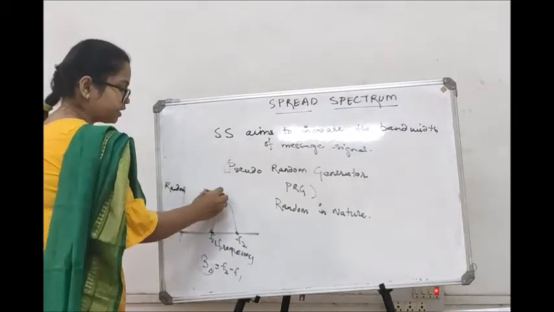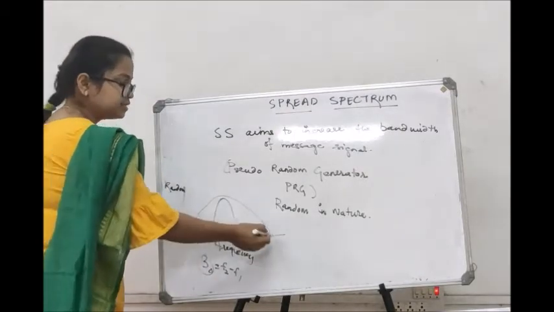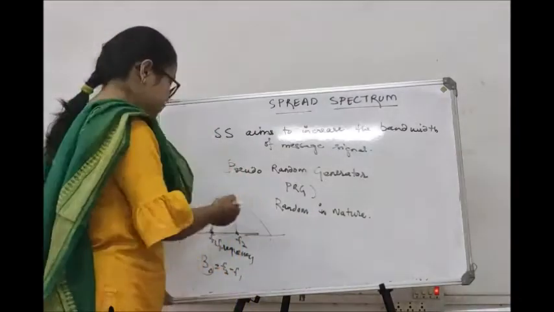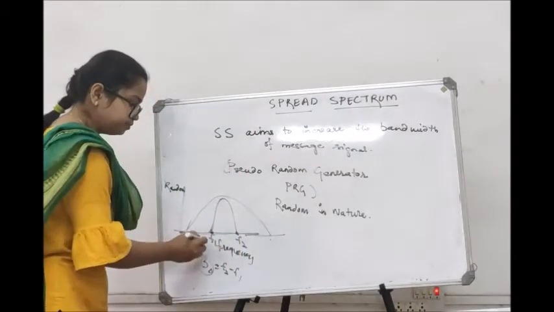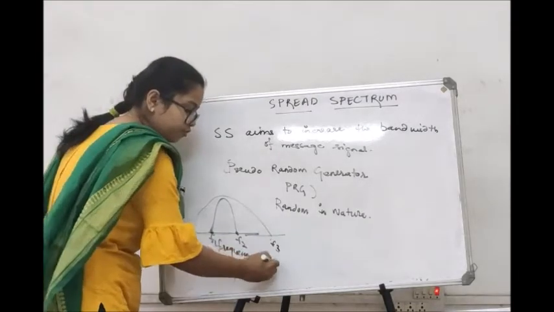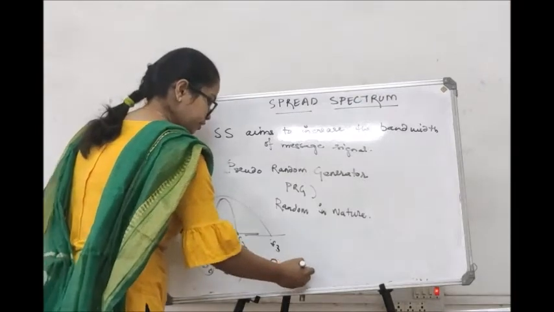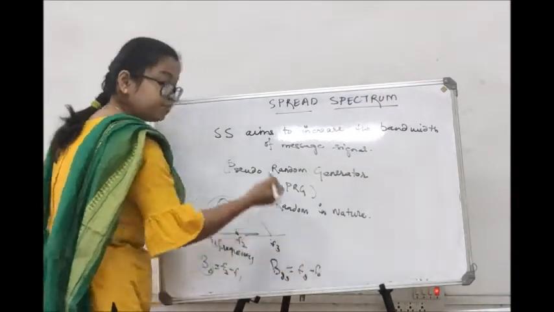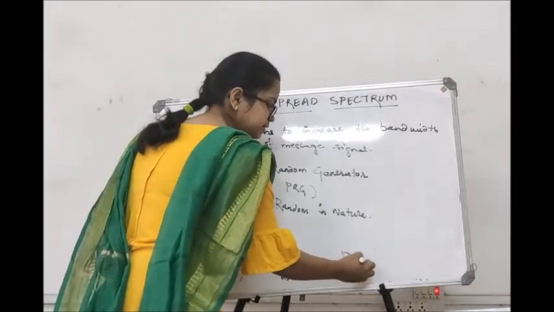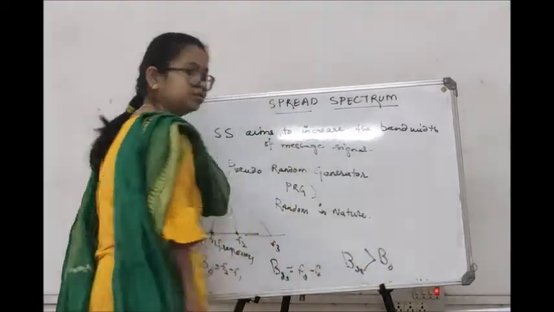Now what spread spectrum does is something like this. It increases the frequency range, that is, it increases the bandwidth. So what is the bandwidth? Suppose this is f0, this is f3. So what is the bandwidth of the spread spectrum? It is f3 minus f0, which will obviously be greater. So B_SS is definitely greater than B_original.